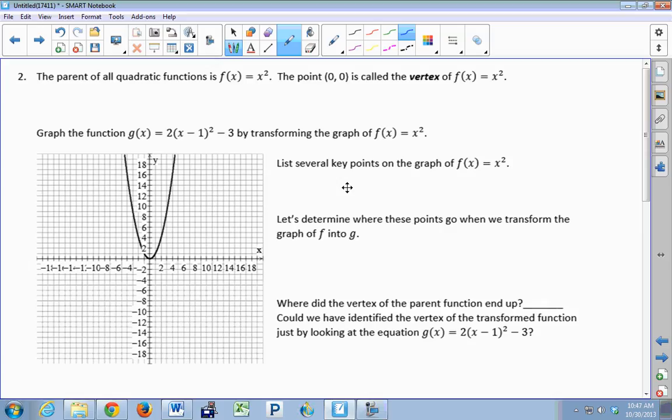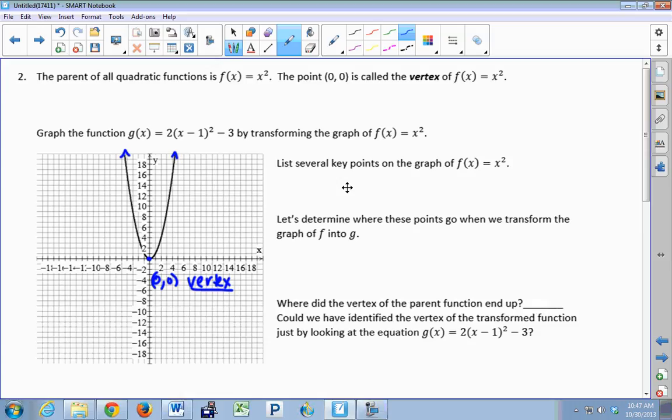And we know that the point 0, 0 is located on our parent function. And most of you refer to 0, 0 as the origin, and that's true. But when 0, 0 is on the function x squared, it has another name. It's called the vertex of your parabola. So this is also called the vertex of your parabola.